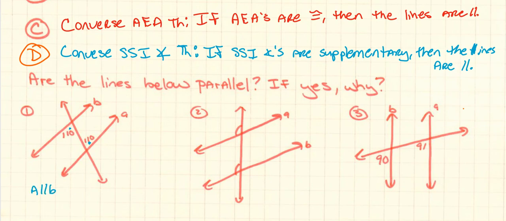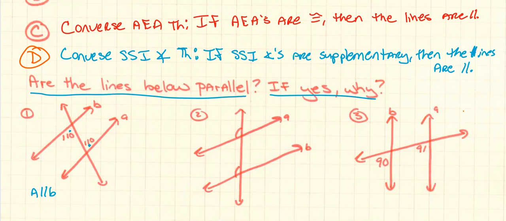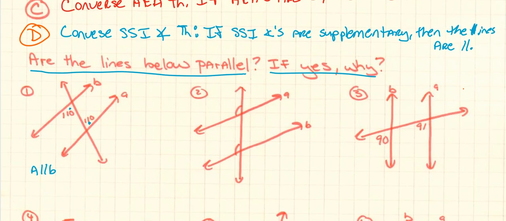So with the problems you'll see on today's quiz and in today's homework, as you can tell here, it says, are the lines parallel? It's like two pieces. And then it says, if yes, why. If it's a no, you don't have to give a why. It's just no. But if it is yes, you need to not only say yes, but you need to say the method.